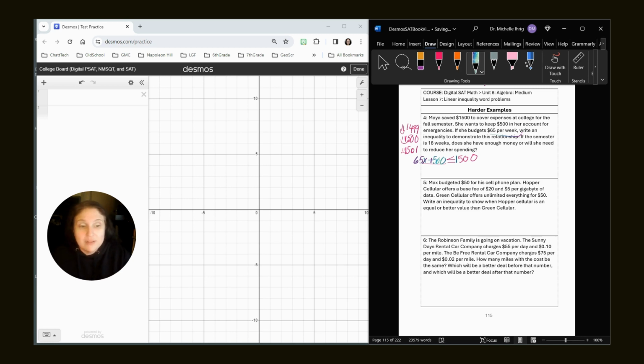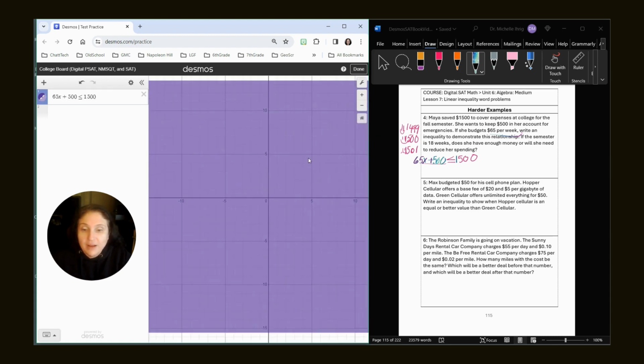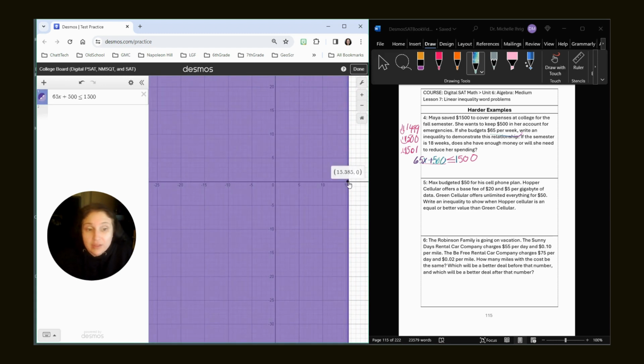So a couple of ways that we can solve it, you know me, I want you to type it in the Desmos calculator. Remember to do less than or equal to. You can use the keyboard, but you can use their little keypad thing. I just do shift comma for less than, and then you hit an equal sign up top, and it knows to put the less than or equal to sign. 1,500. So if I scroll out, we can see that she has enough money for 15.3 weeks.